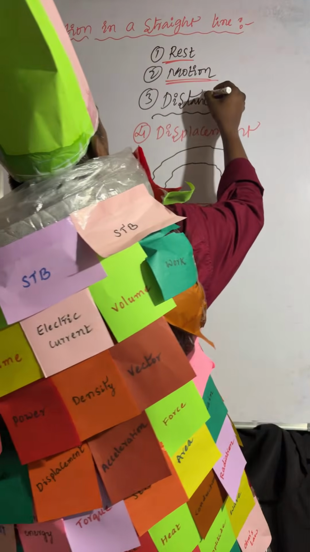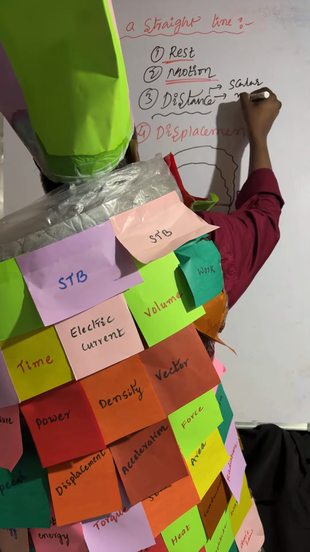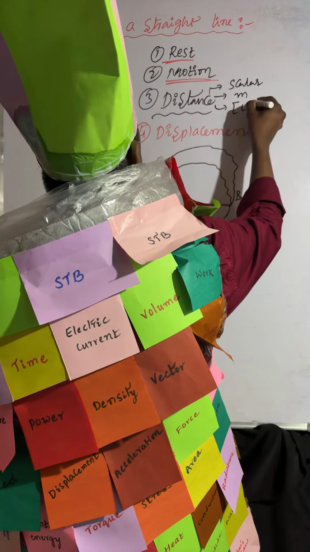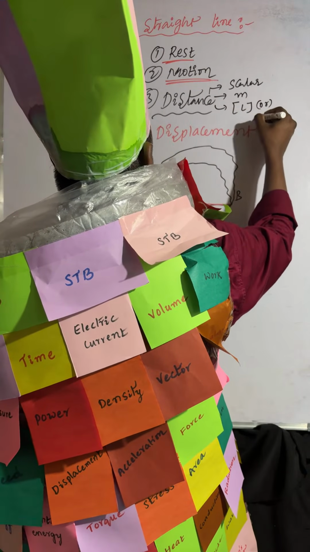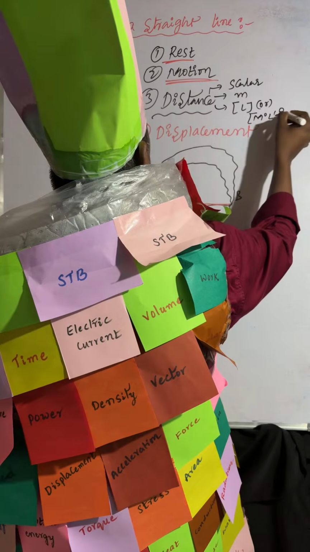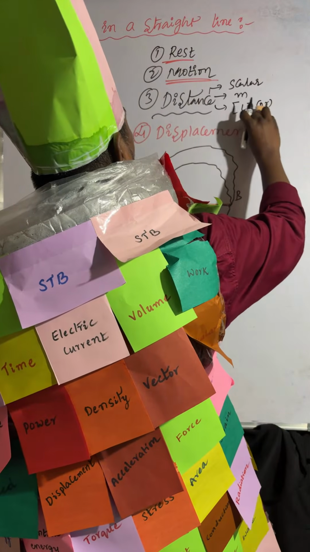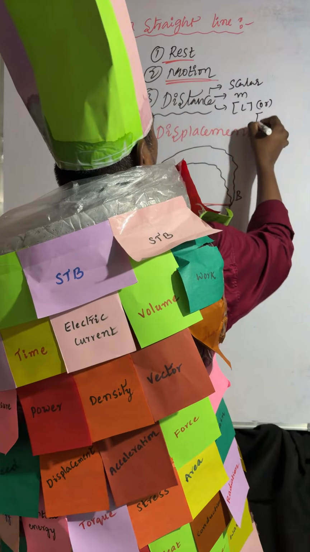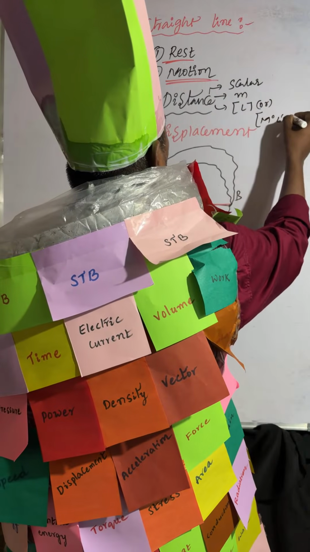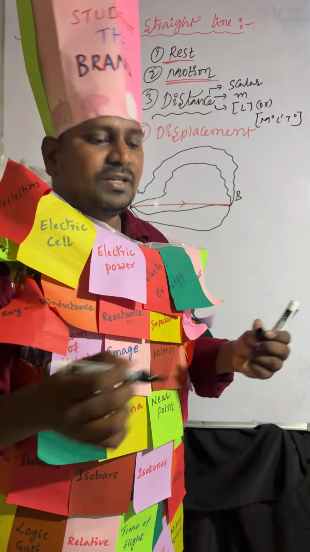So here, distance is a scalar quantity. The SI unit of distance is meter, and the dimension formula we can write as M power 0, L power 1, T power 0. Only length is there. Understood or not? I hope it is very clear. This is the distance.